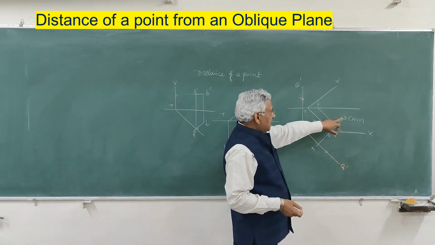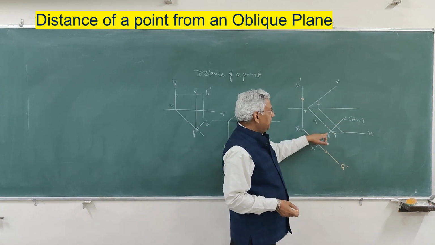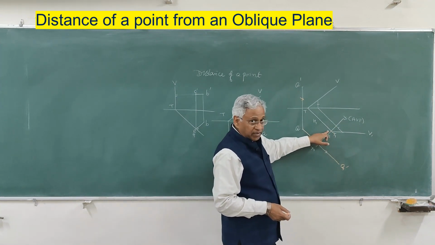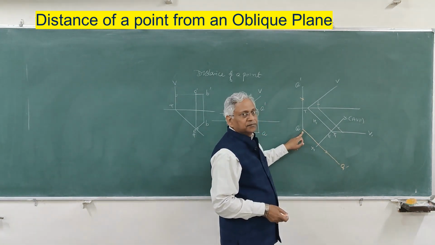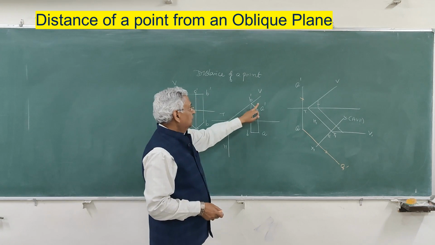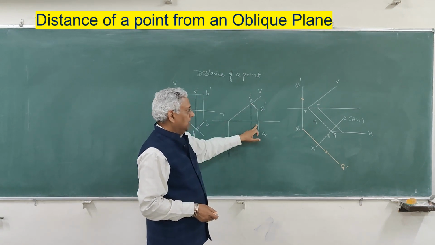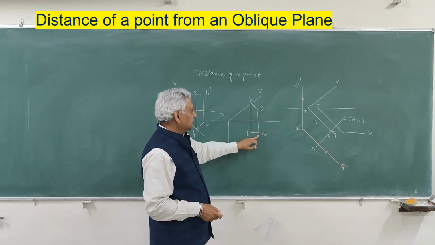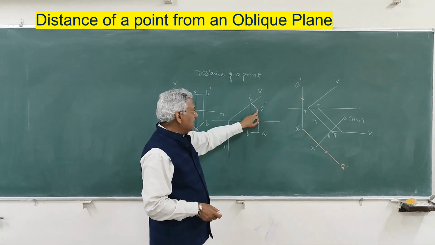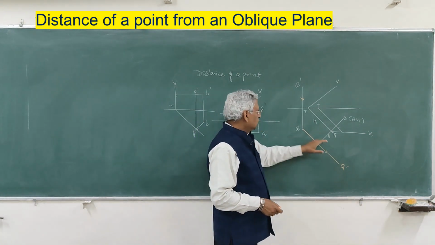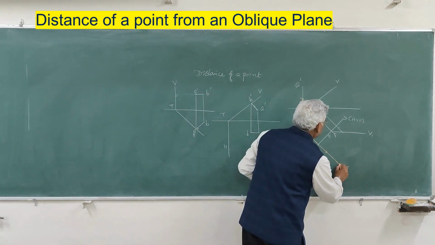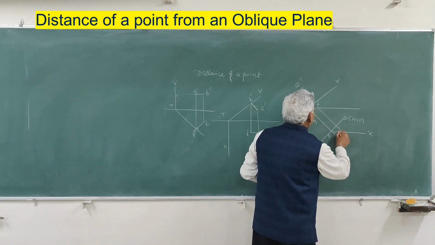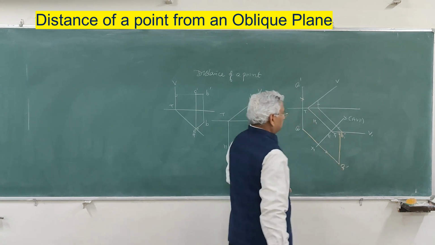Now consider this AVP. With reference to this AVP, the oblique plane is an IP, and you have a point, elevation and the plan. In this case, you have a VTH which is inclined to the ground line and a point A dash and A. Instead of A dash, now you have A1 dash. So drop a perpendicular from A dash on this vertical trace. You get the perpendicular distance. Let us say this point is B1 dash.